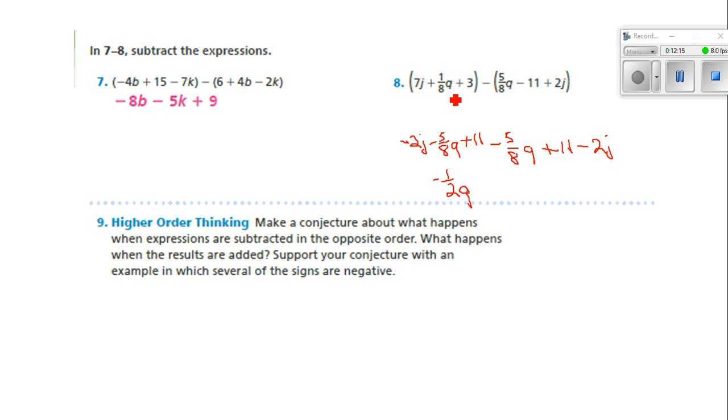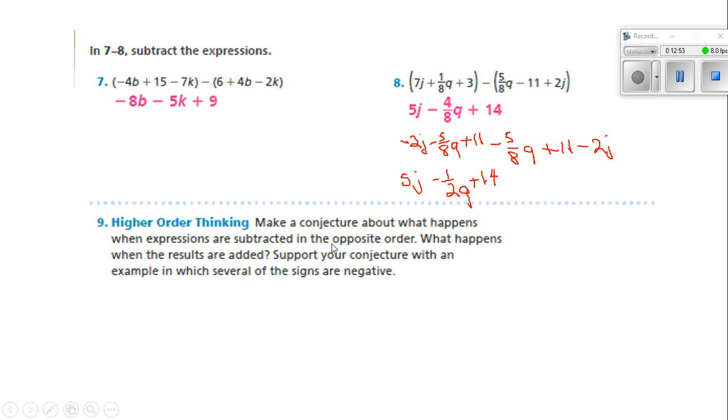So now this will equal this. 7j minus 2j is 5j. And then we've got 3 plus 11, that's 14, so it'll be plus 14. So our answer should look something like that. Now let's just check it out. Look at that, 5j minus 4 over 8. Remember, I said that you could take 4 over 8 and turn it into 1/2 q. So this is really the same number, right? They just did not go ahead and simplify 4 over 8. And then plus 14, plus 14. This is the same exact answer.